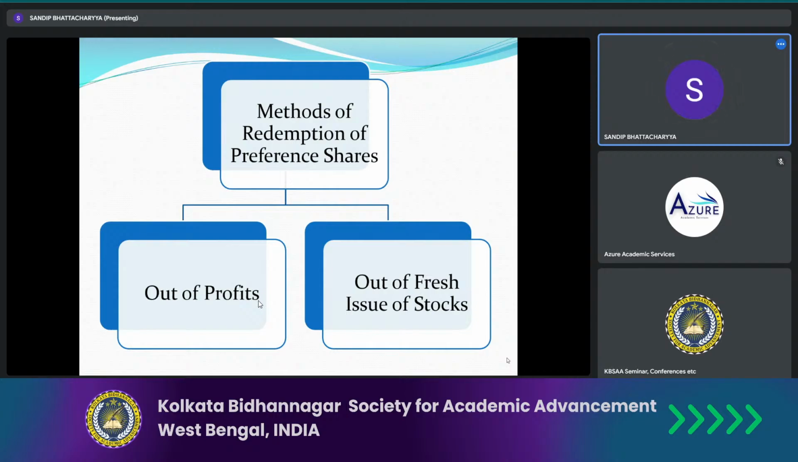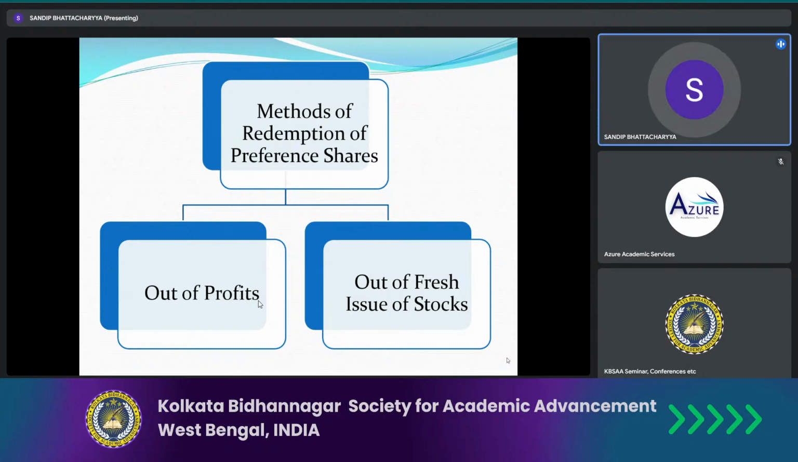And if I am talking about company financial movement, being a student of finance, as you know, it must be ensured that day-to-day working capital activity is maintained. So out of profit means that the shares can be redeemed by using various types of reserve and the accumulated profits.